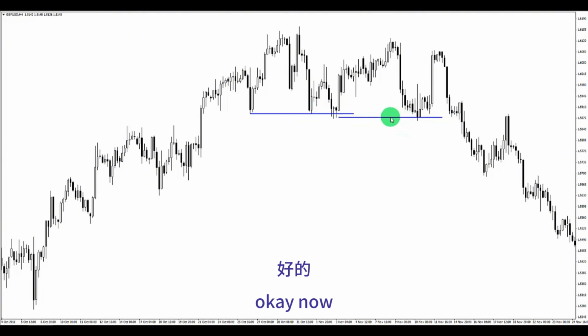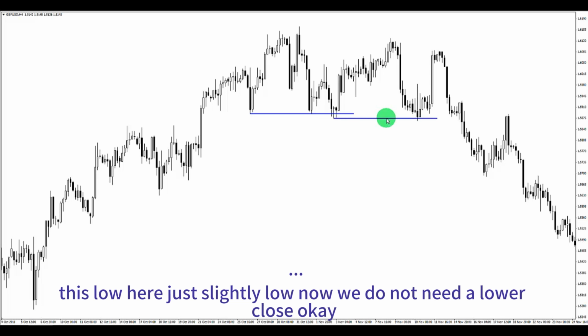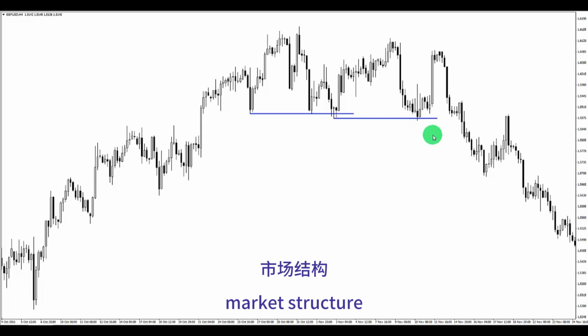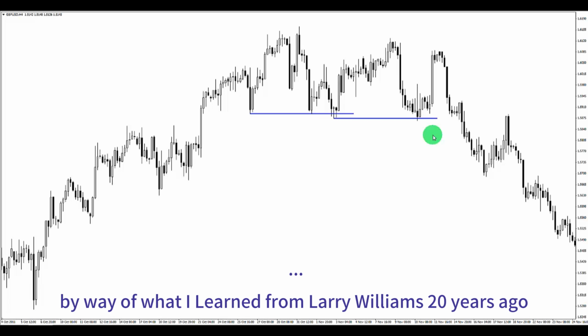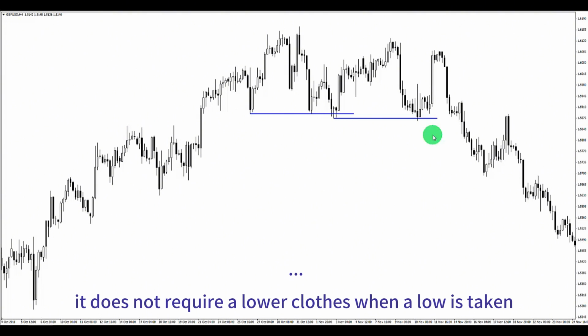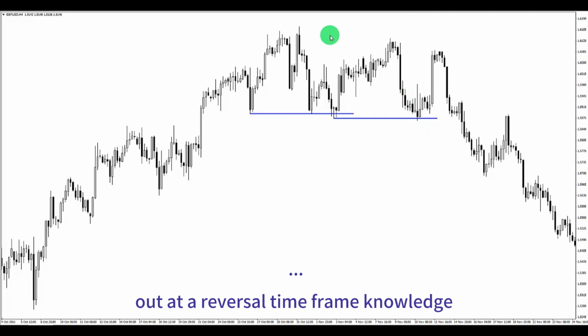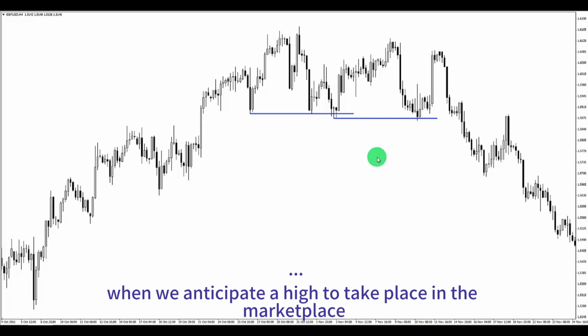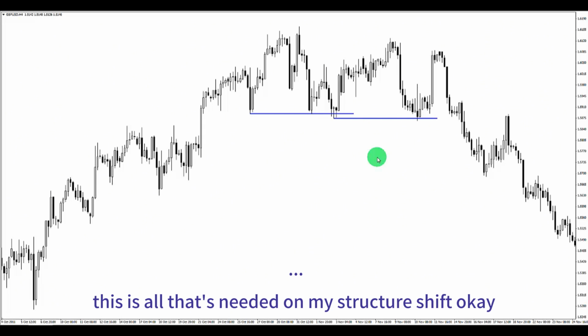Okay, we have this low here, just slightly lower. Now we do not need a lower close. Market structure, by way of what I learned from Larry Williams 20 years ago or more, does not require a lower close. When a low is taken out at a reversal time frame, in other words, when we anticipate a high to take place in the marketplace, this is all that's needed for a market structure shift.